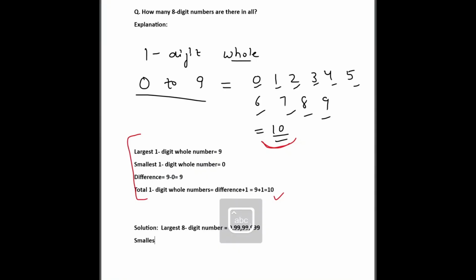Similarly, the smallest 8-digit number possible is, whenever you have to write in terms of smallest, we always write in terms of 1 and zeros, right? So it's 1 crore. Basically, 1 followed by 7 zeros.